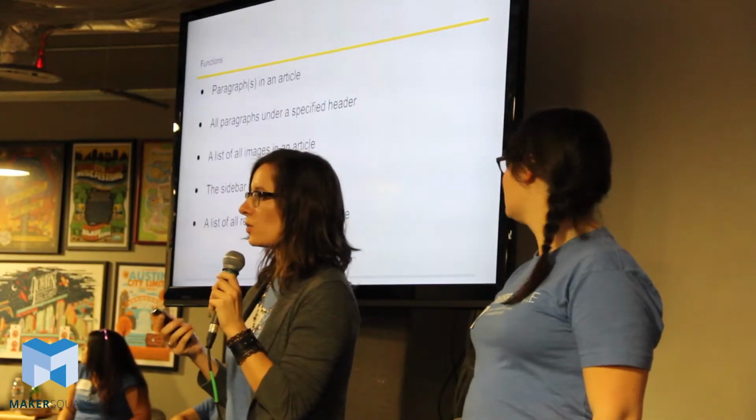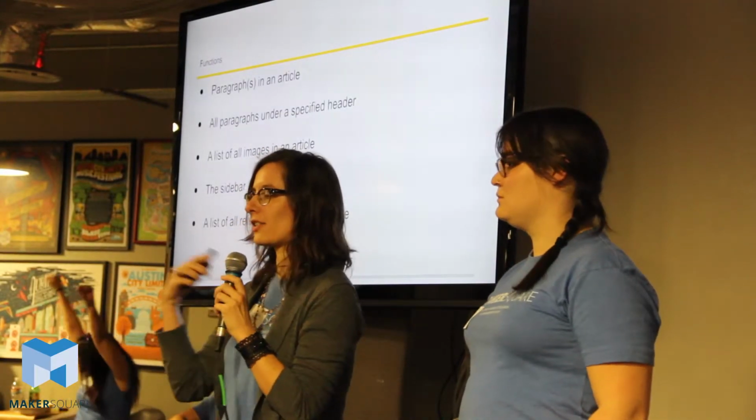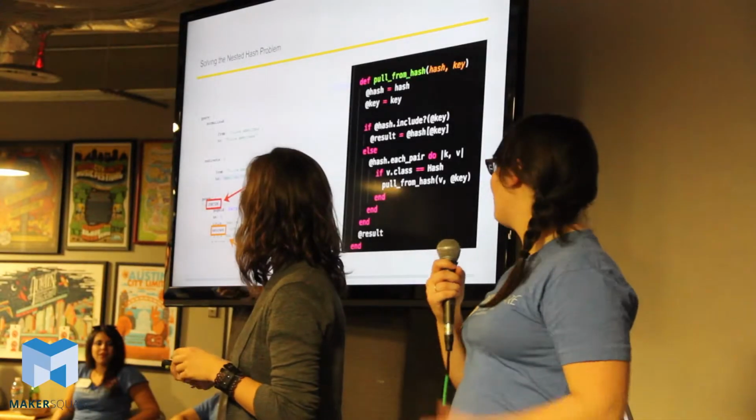The second thing we did was to allow you to pull back entire sections of the page. So if you give a header, like in our bird application, we'll give it the header description. It'll pull back the whole description for you. You can also get a list of all the images available on the page, and then you can also get just the sidebar featured image, and you can also get a list of the outside references found in the article.